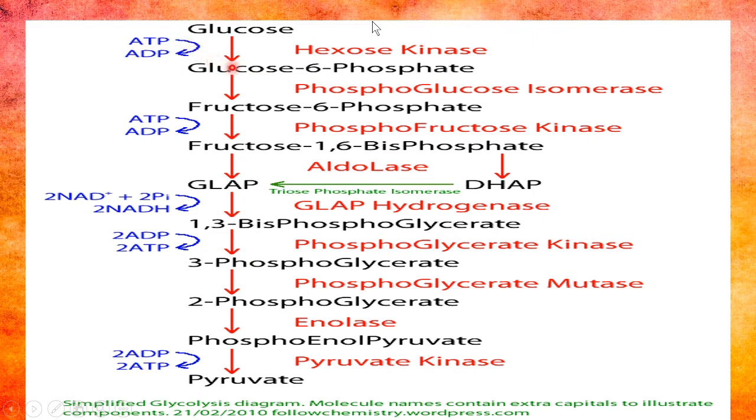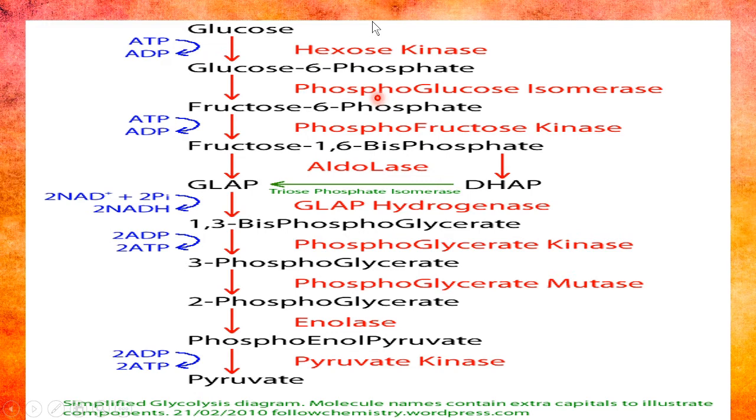Okay. Now we see the second step of the preparatory phase and second step of glycolysis, that is isomerization. In this step, what happens? This glucose 6-phosphate is converted into its isomer, that is fructose 6-phosphate. It occurs in the presence of the enzyme phosphoglucose isomerase.